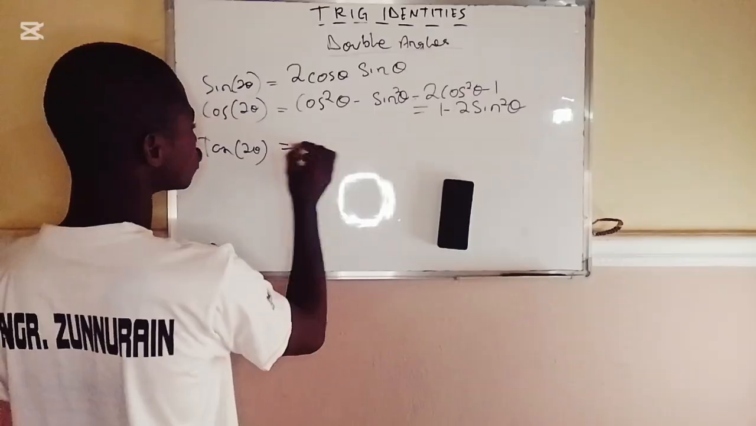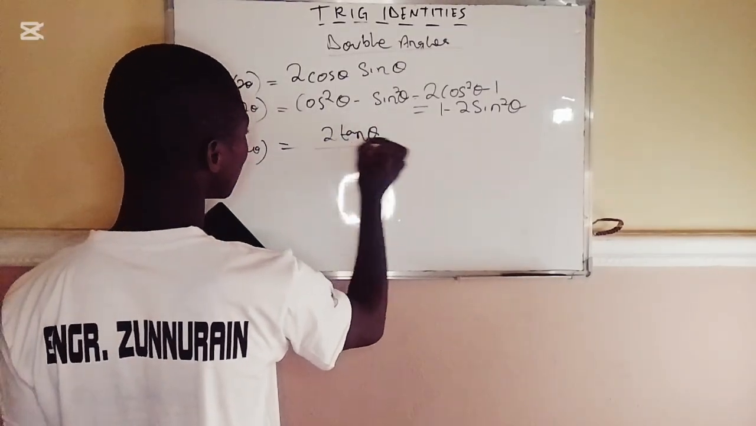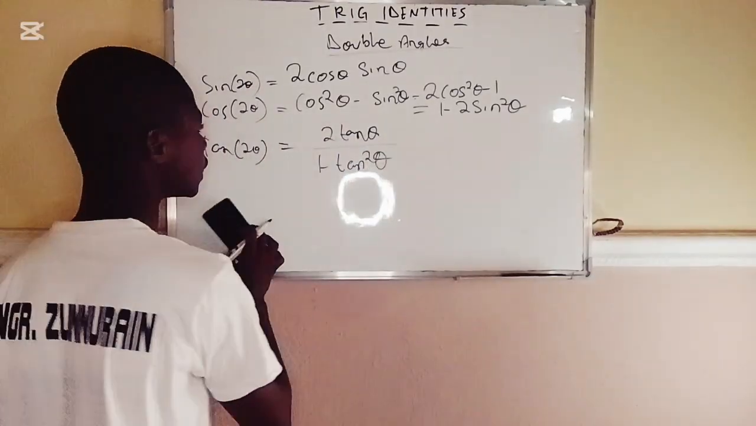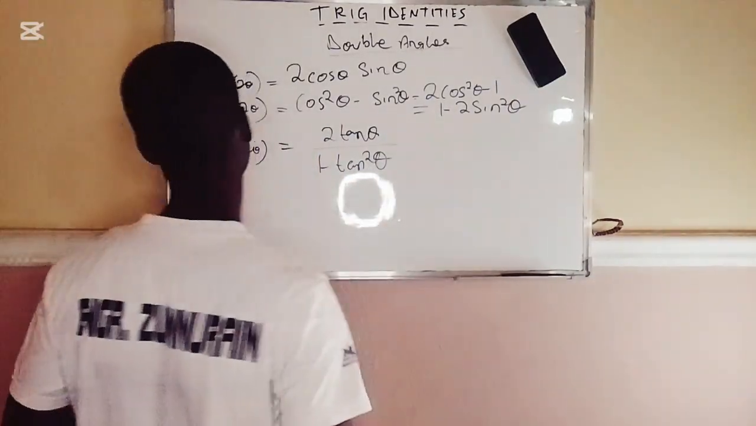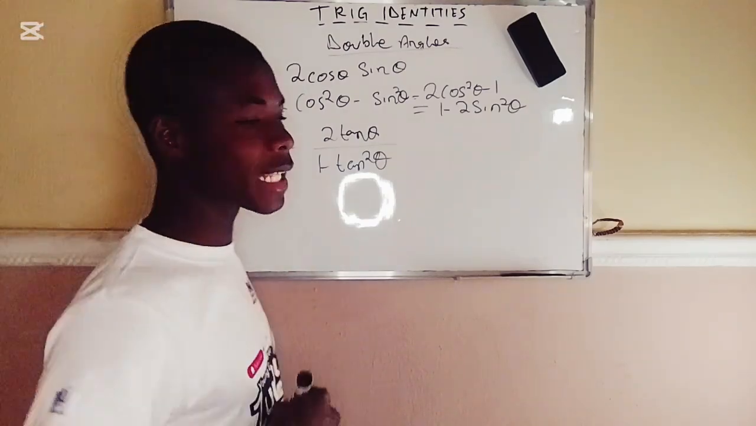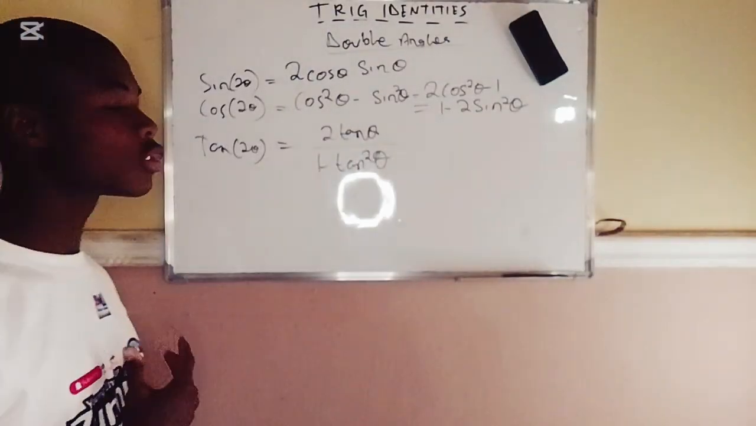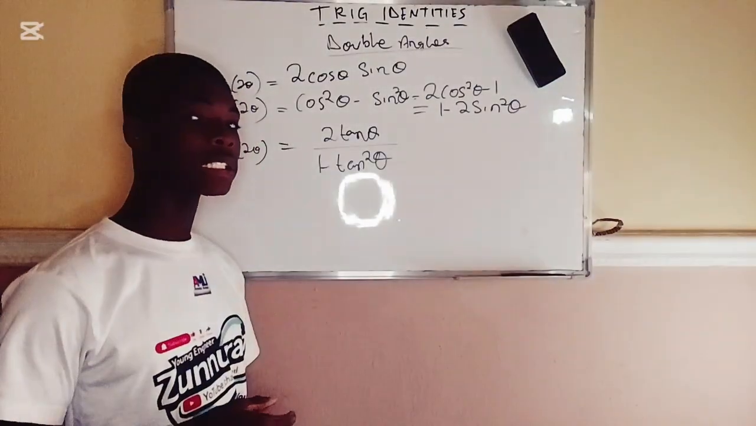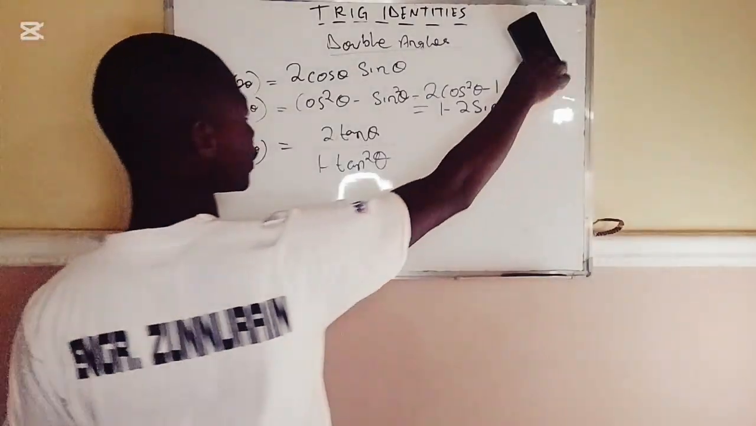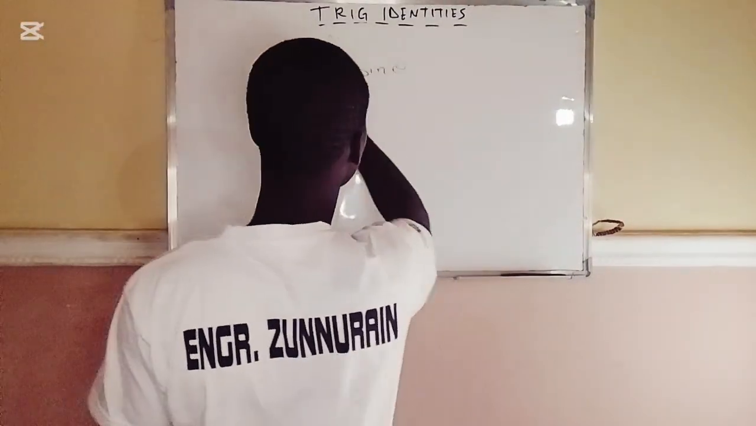So the value of tan 2 theta is 2 tan theta divided by 1 minus tan square theta. So whenever you are given problems under the double angles, these formulas might be needed in solving practical problems under double angles in trigonometric identities. So let me see whether we can see half angles. Let's see some half angles.